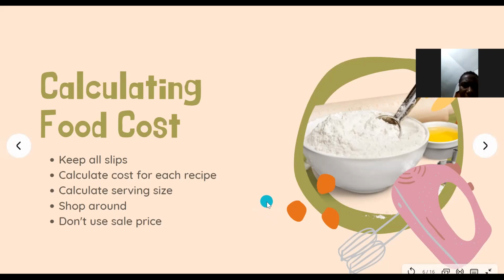Also, I wouldn't recommend using the sale price. So if you get your butter on special and it normally costs you 50 Rand a block, and now you get it for 30 Rand, don't work out your costing based on the sale price, because there's no guarantee you'll always get it at the cheaper price. So work it out at the more expensive, usual price, and then work it out from there.